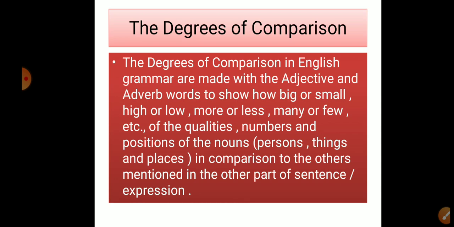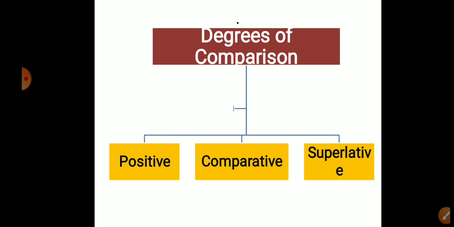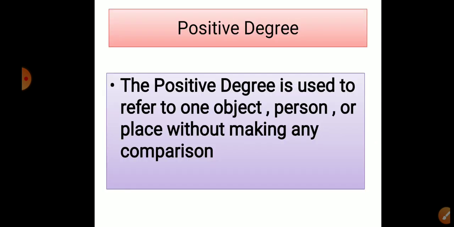So such kind of things we are going to learn in this lesson, in this session. Then we are comparing the qualities of the people, qualities of the animals, qualities of the things also. Numbers and position of the nouns, that also we are going to see. Let's start with the degree of comparison.